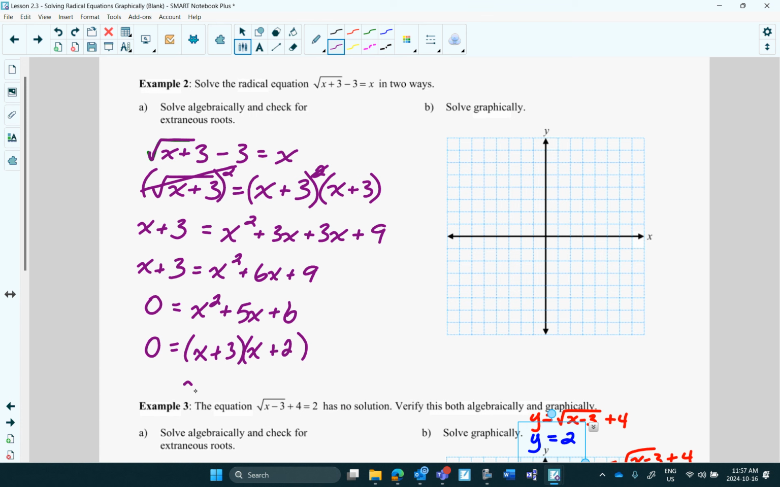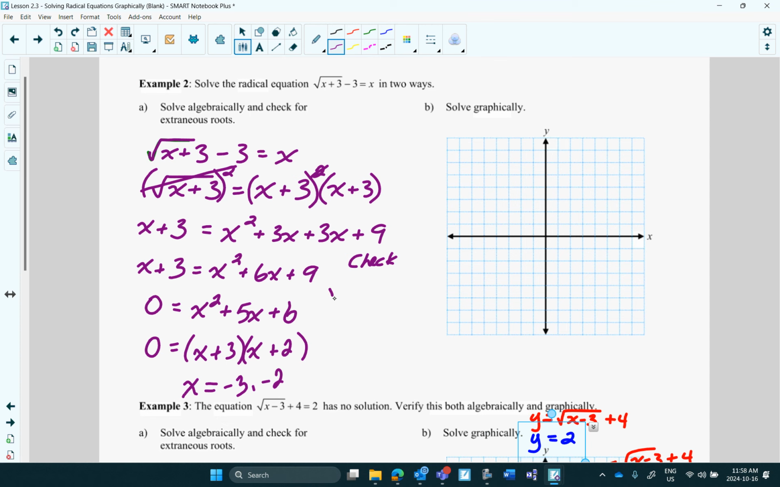Therefore, what are my solutions for x? -2 and -3. Because remember, you've got to set each factor equal to 0 and solve. So x plus 3 equals 0, therefore one answer is x equals -3. x plus 2 equals 0, therefore another answer is x equals -2. And we have to check them. So this is a fair amount of work involved doing this algebraically. So we're going to check both of them. And remember, check in the original, not any that you've changed.